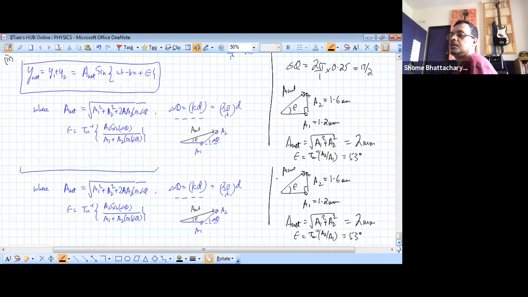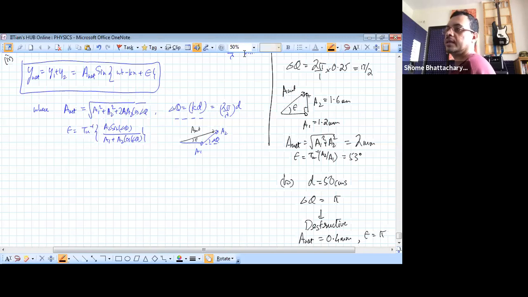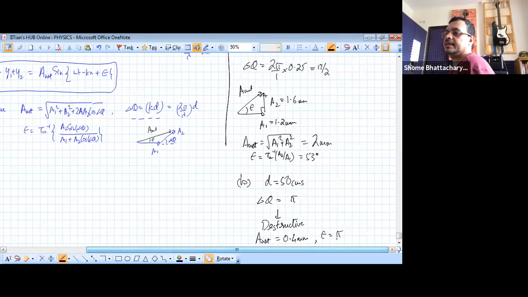Whereas in your B part, you are taking the distance as 50 centimeters. So you'll get your phase difference as pi. So that will be destructive interference. So you'll get your net amplitude as 0.4 millimeters. And because A2 is greater than A1, you will get epsilon as pi. That also you can understand by making an equivalent phasor diagram kind of.